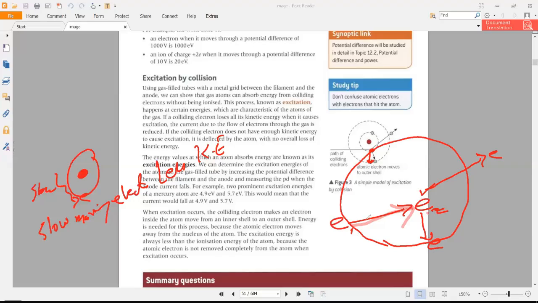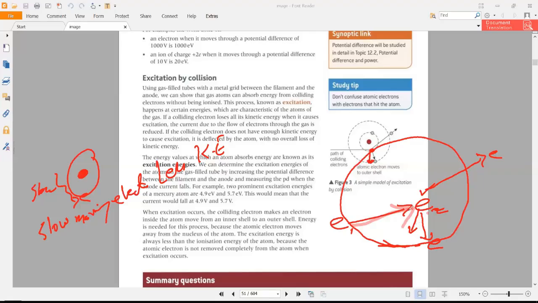But if it is a slow moving electron, then the energy it provides is not enough, so this electron will not absorb that energy and will remain in this orbit, because it is unable to jump to the outer orbit. Why? Is it because the kinetic energy of the colliding electron is too little? Yeah, that is too little.